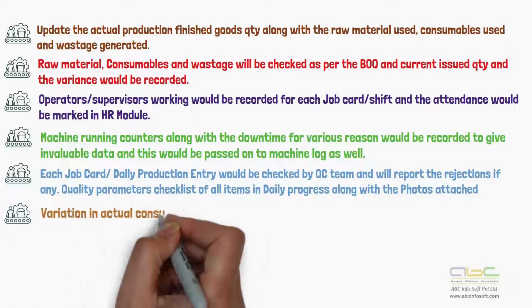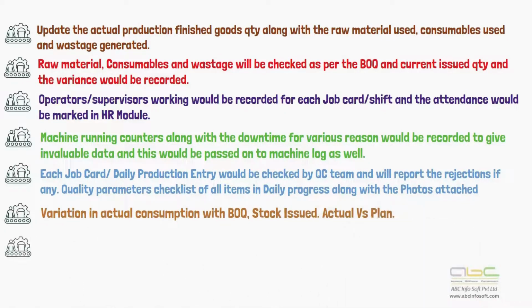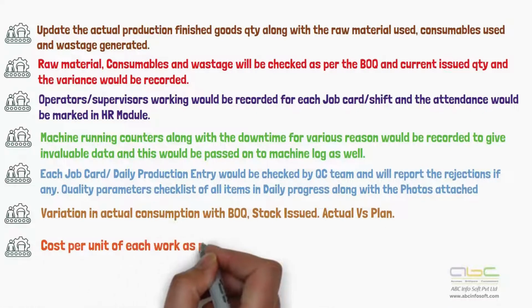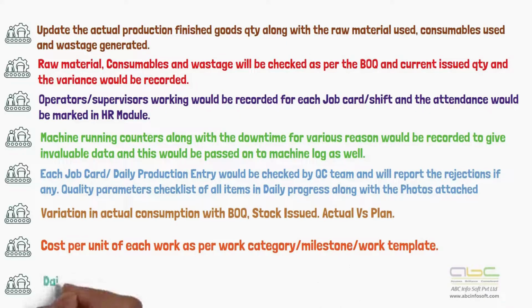Variation in actual consumption with BOQ, stock issued. Actual versus plan. Cost per unit of each work as per work category, milestone, work template. Daily, weekly, monthly progress report.